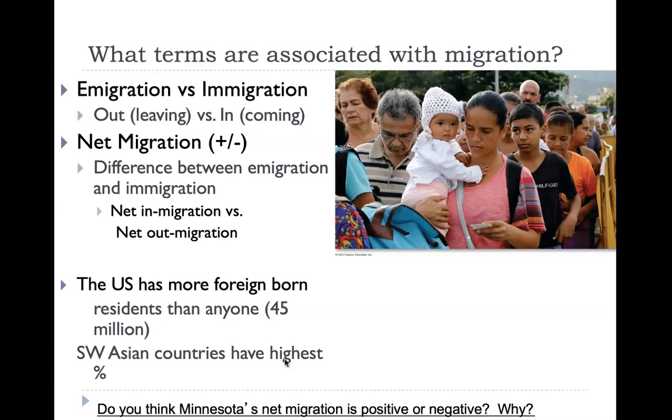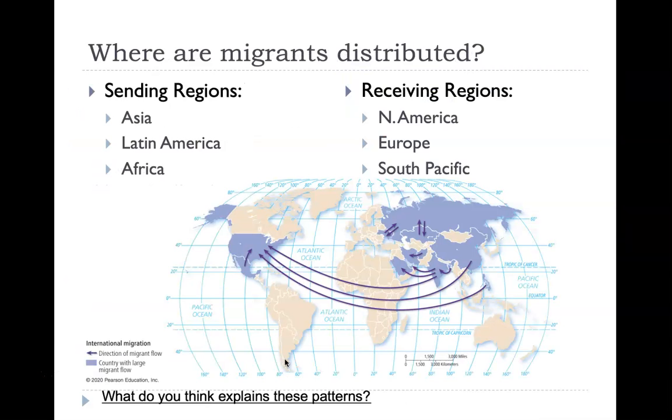The U.S., again, has more foreign-born residents than anyone else. They have about 45 million, right? They do not have the highest percentage of foreign-born, though. That's Southwest Asian countries, and these are guest workers who are working in the oil industry. And we'll get more into guest workers as we move throughout this chapter.